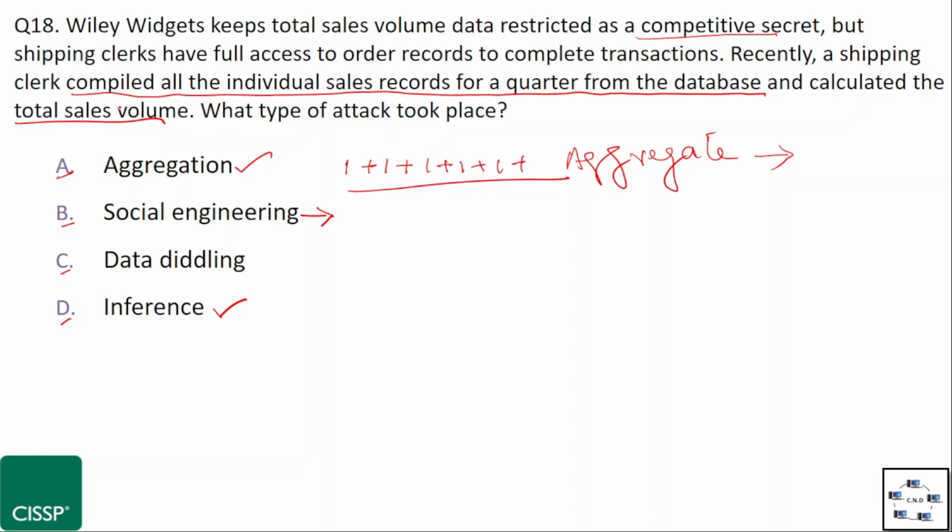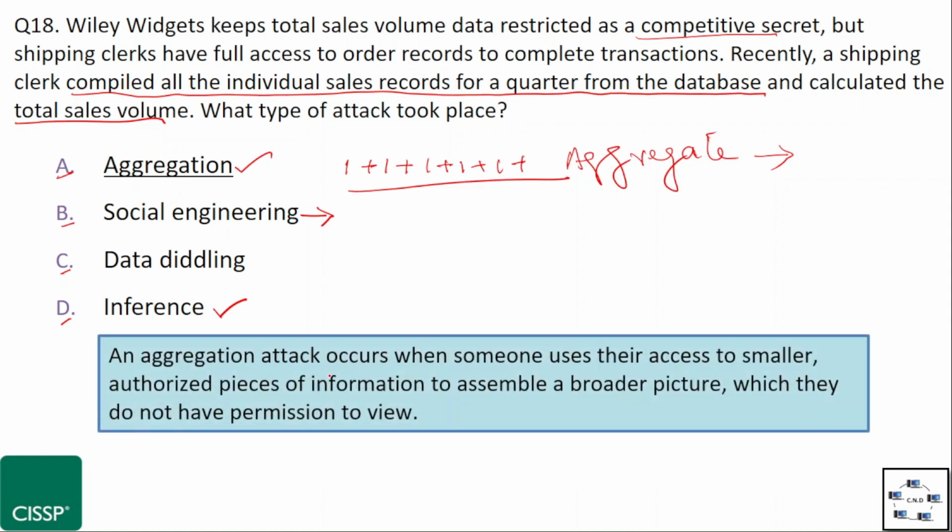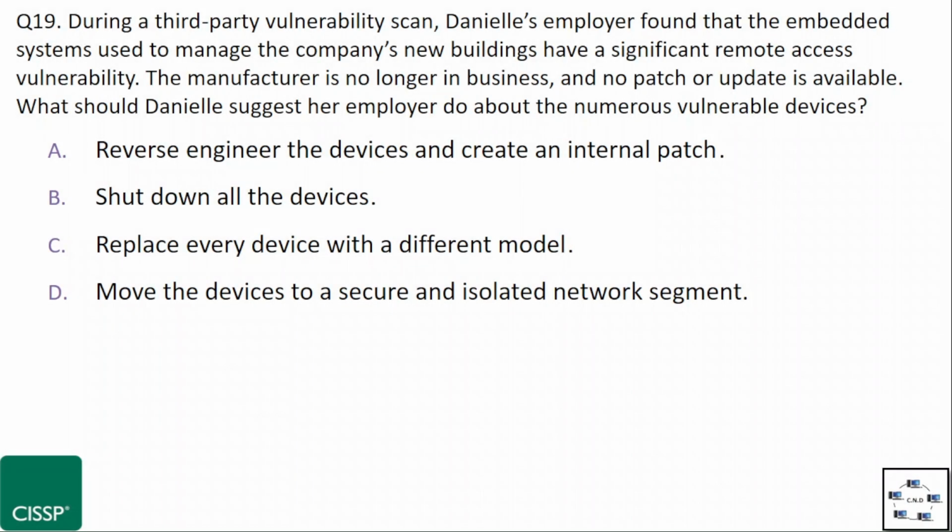So here, since we are talking about compiling individual records to calculate the total sales volume, that type of attack is known as aggregation. An aggregation attack occurs when someone uses their access to smaller authorized pieces of information to assemble a broader picture which they do not have permission to view.